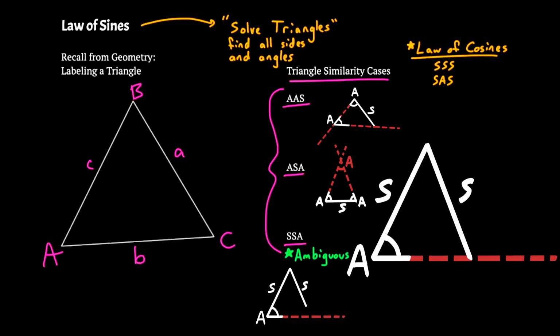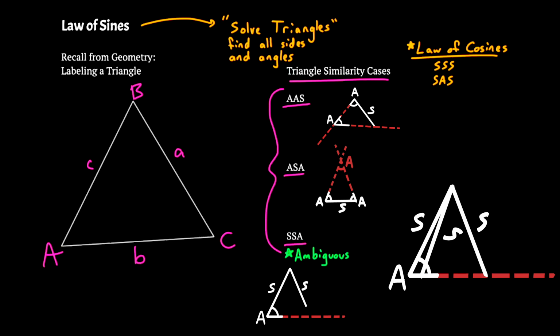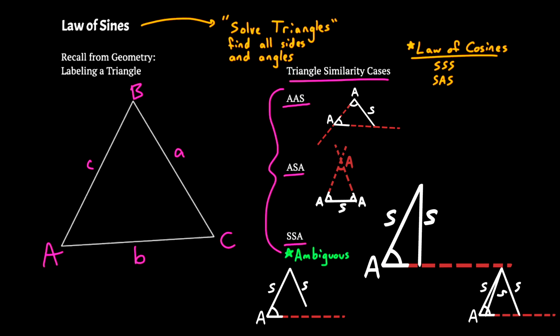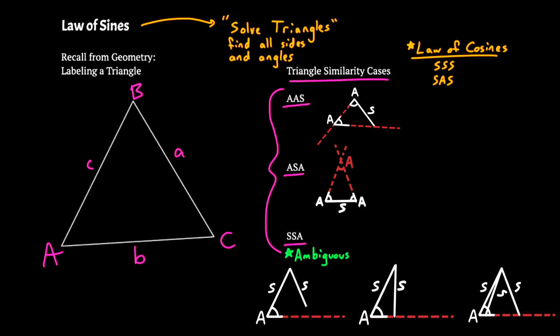There's the one with the side swung out and with the side swung inwards. And then if that side length is just the right length, it will drop straight down and just make one triangle. So let's take all this information, put it on hold for a minute, and we're actually going to derive the law of sines.